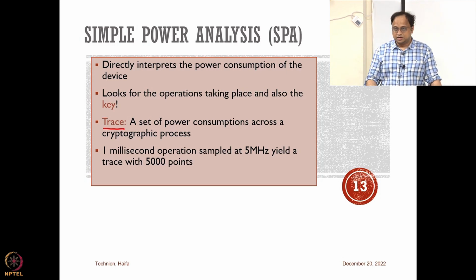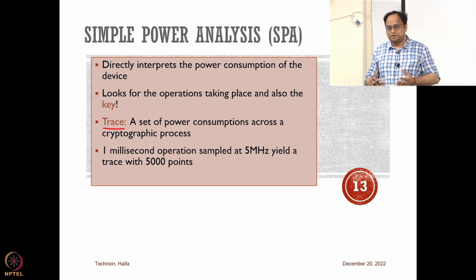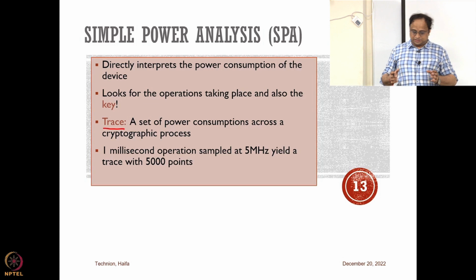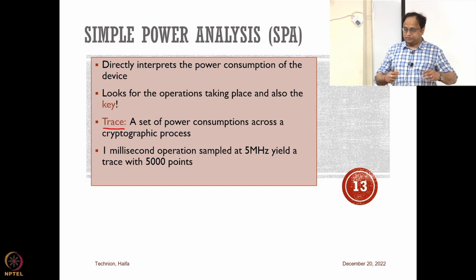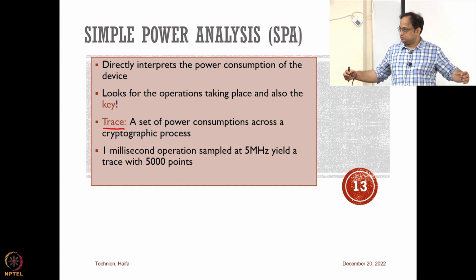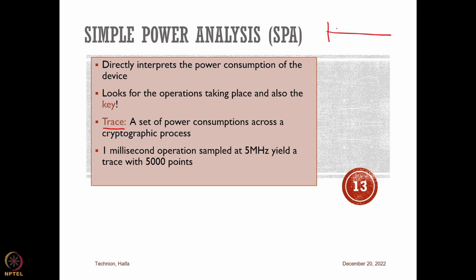You take the power trace and you have an oscilloscope which has a very high sampling rate, and you want a high sampling rate because you don't want to miss information. In this case, I show you a 1 millisecond operation sampled at 5 megahertz, which will yield a trace with, say, 5000 data points. That means although you are doing, say, one encryption, this encryption will have 5000 points. These are just some numbers, but this can vary. So in that trace there will be 5000 time instances when you are observing the power value.